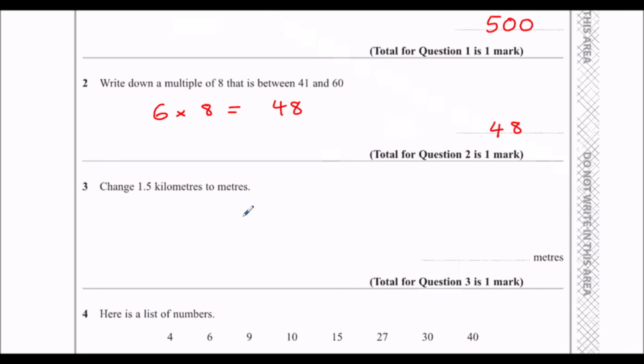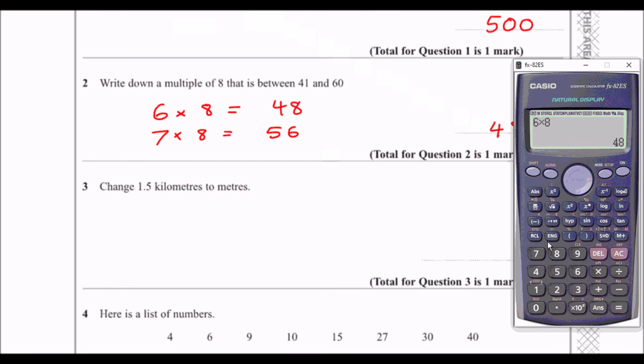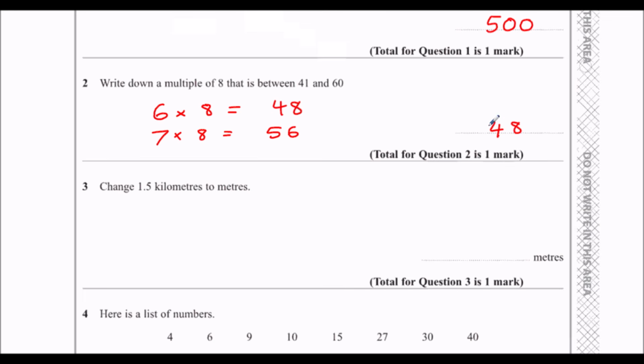And we can also use 7 8s. So 7 8s are 56. So that is also between 41 and 60. So either 48 or 56 will get us the mark for this question.